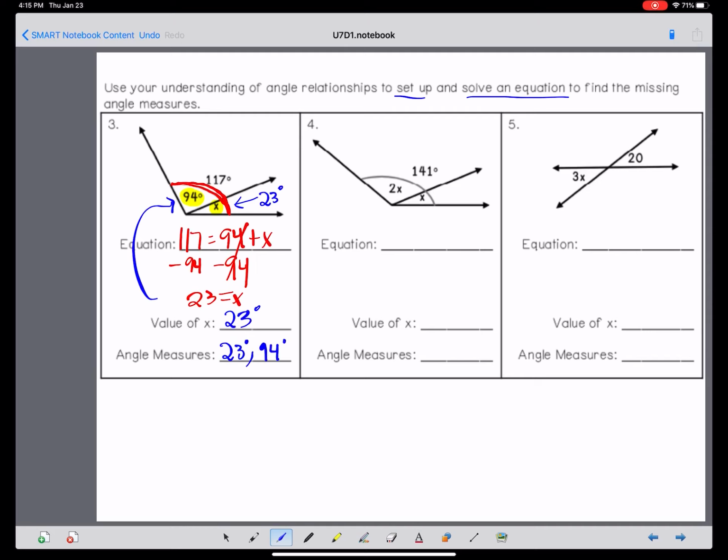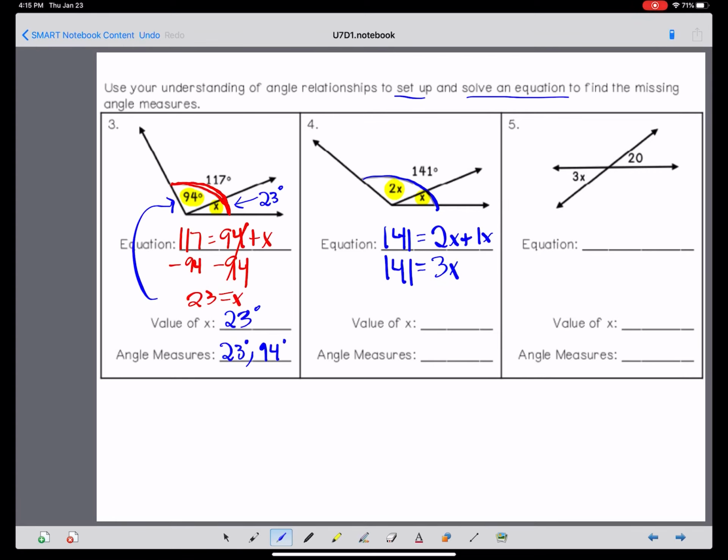Let's do question number 4. This one looks a little tricky. We're measuring the entire angle, and it's 141 degrees. And then it says 141 degrees is going to be equal to our value of 2x plus another x. So let's say 2x plus 1x, or just plus x. Now if I want to solve for x, I'm going to have to combine my 2x and my 1x together, because right now there's too much going on. So 2x plus 1x equals 3x.